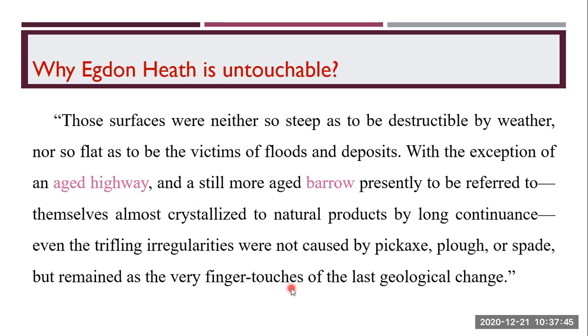Do you see why Egdon Heath is presented as untouched? Because it cannot be tamed, it cannot be distracted by weather, it cannot be a victim to a flood, drowned. There is only one aged highway, only one highway in Egdon Heath, and one aged barrow there. What else is on Egdon Heath?